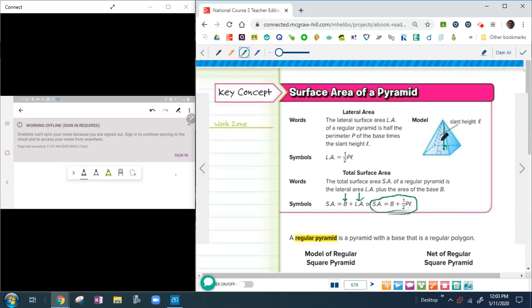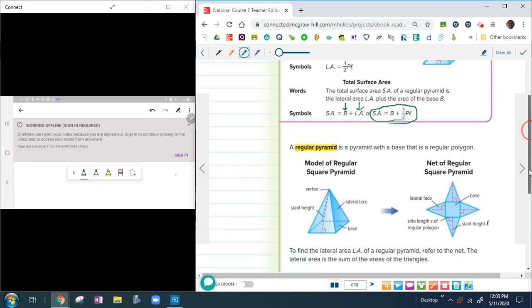You can also find the surface area of a pyramid by finding the individual areas of each face and adding them up, just like we did in prisms, just like you can do with any three-dimensional figure. If you can find the area of each face and add them, you can find the surface area. So let's move on.